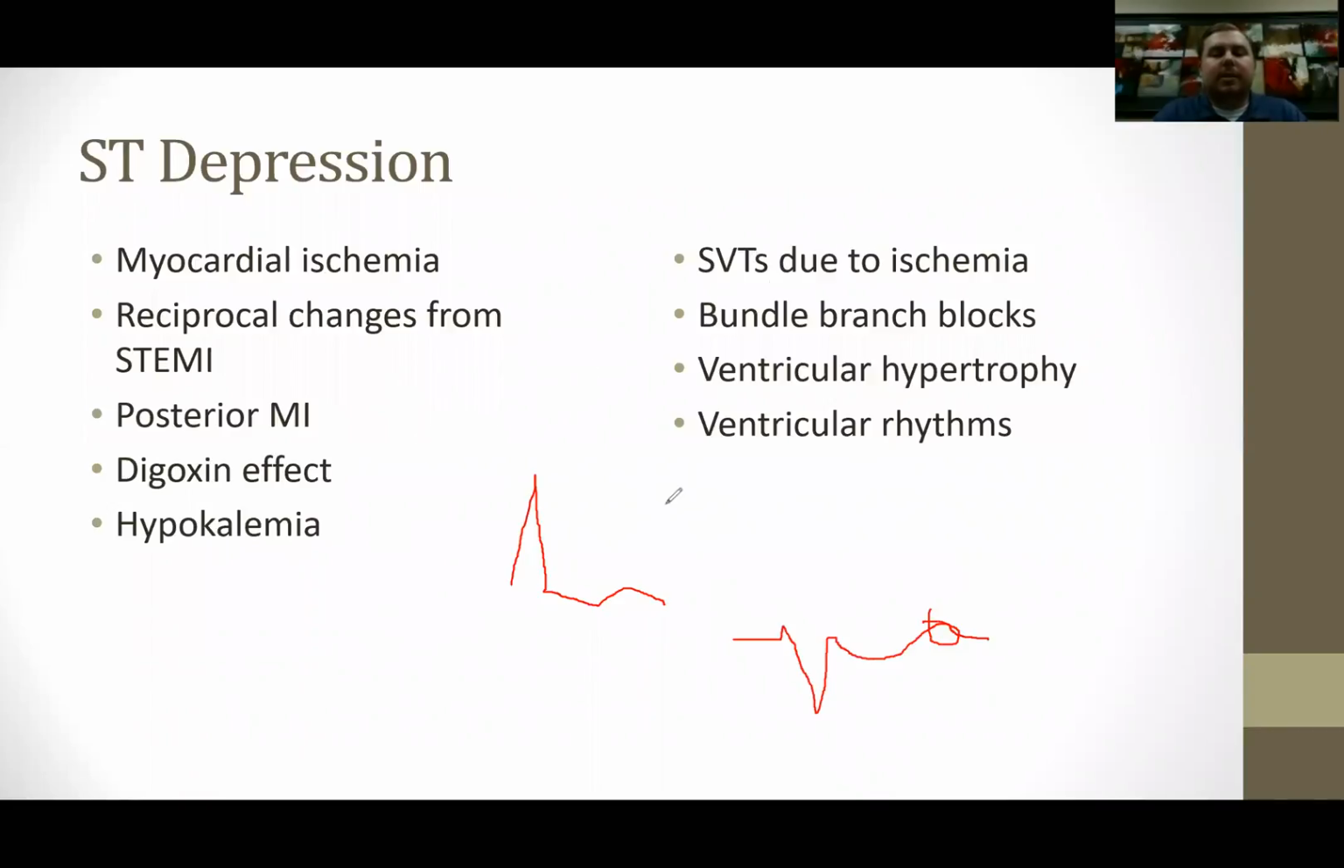SVTs, just because they're beating so hard and fast, it causes some ischemia. So you'll notice ST depression with really fast heart rates. Bundle branches, because of the abnormal depolarization, causes abnormal repolarization. Hypertrophies, same thing, and then ventricular rhythm, same thing.